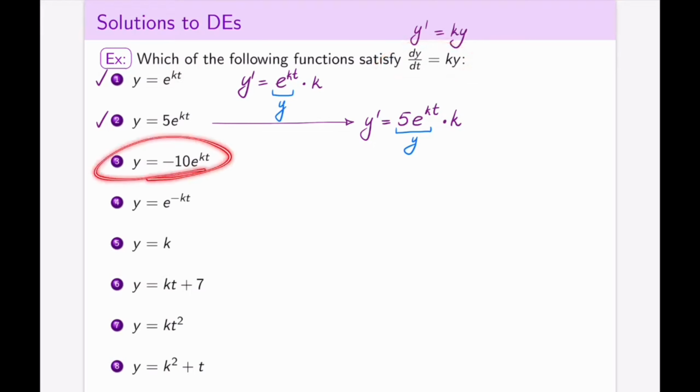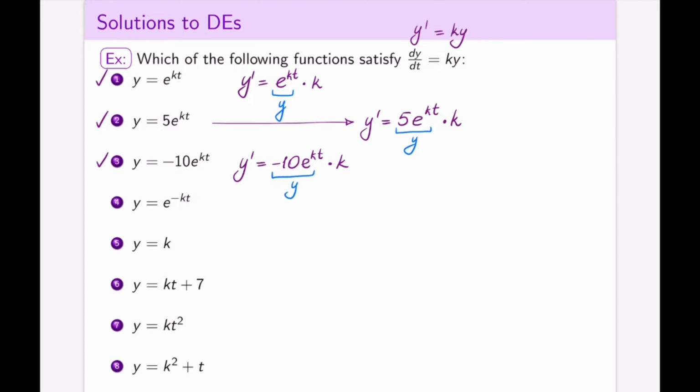I can do the exact same thing here, and I'll notice the exact same pattern happening. The derivative here is going to be the function itself times the chain rule that suggests the constant of k. So once again, I get the exact same pattern, and this function also satisfies this exact same equation.